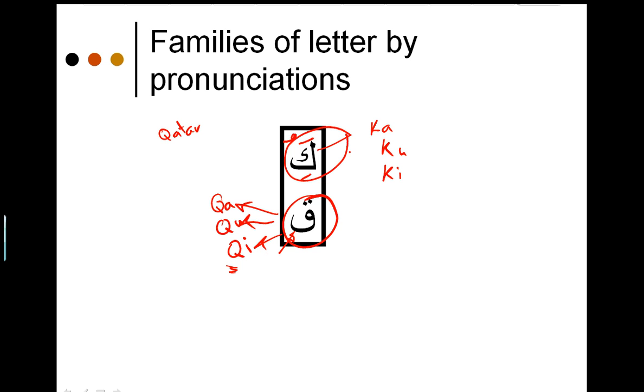So, Ka, Ku, Ki, Qa, Qu, Qi. I hope you hear the difference again. Very important to know the difference between these two. I cannot really remember any word that has both letters following each other. I think it's really rare, if ever, to have a word in Arabic that has both the Ka and Qa just after each other. I think it's almost impossible to pronounce.